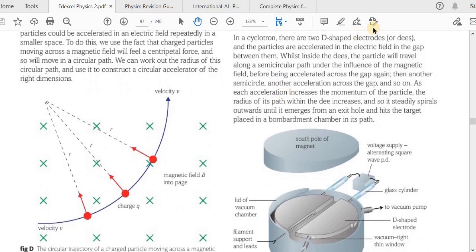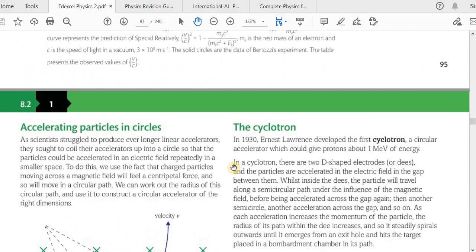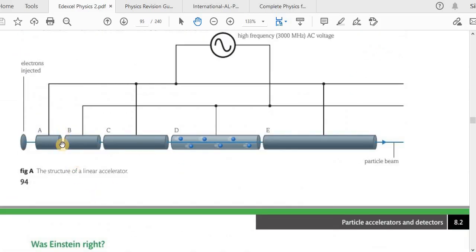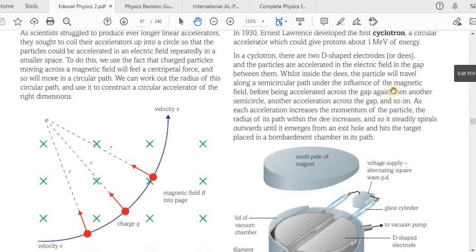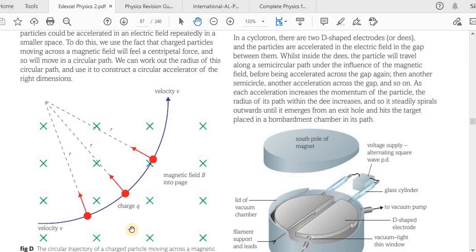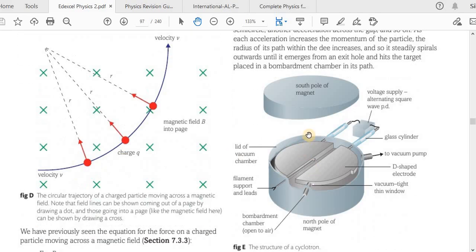In a cyclotron, there are two D-shaped electrodes, or Ds, and the particles are accelerated in the electric field in the gap between them. See, they are accelerated in the electric field in the gap between these two Ds. Like I told you over here, it is accelerated between the electrodes here. Similarly, here also it is accelerated between the two Ds. Whilst inside the Ds, the particles will travel along a semicircular path under the influence of the magnetic field. So there is a magnetic field here, so it will follow this kind of path. Imagine it's vertically upwards, so it will go in this path.